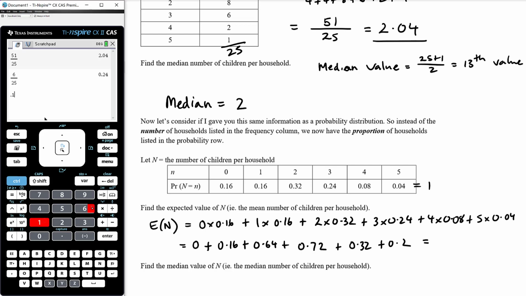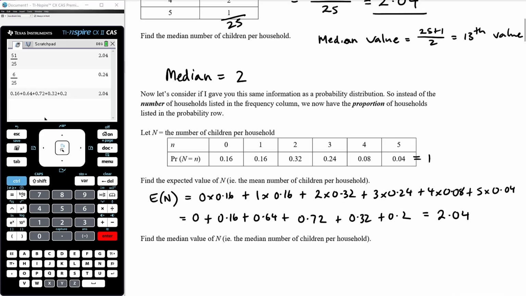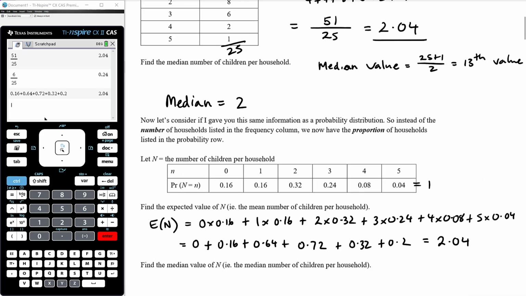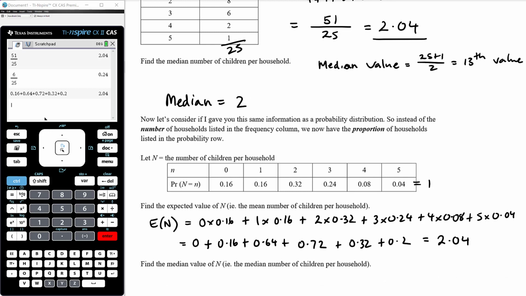Alright, add those up. You can do the whole thing with your CAS if you want, but you do need to be able to work with decimals and fractions reasonably well by hand as well in the tech free paper. Plus 0.32, so it's not bad, giving yourself some practice as you go. So, as we would expect, it shouldn't give us a different answer. It's exactly the same information given in a probability distribution. It's 2.04, which is what we found with the frequency table. So we simply need to do the data value multiplied by its probability and then add them all up to work out the expected value.